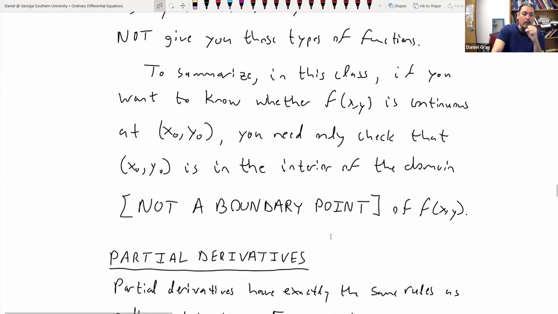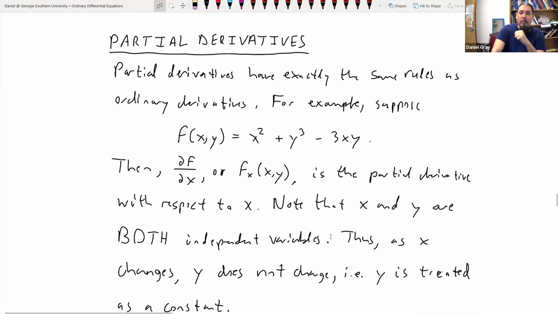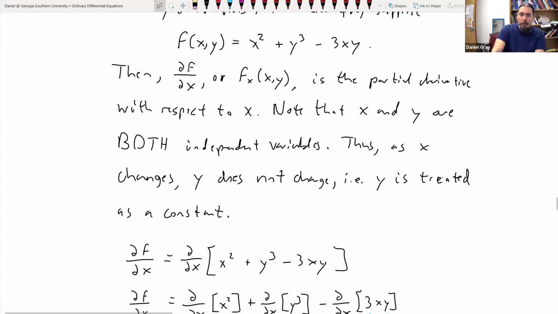Okay. Here's another topic for us from multivariable calculus, partial derivatives, which I mentioned in section 1.1. Partial derivatives have exactly the same rules as ordinary derivatives, so they're not that tricky. So, for example, suppose f of xy equals x squared plus y cubed minus 3xy. Okay, we write partial derivative of f with respect to x, right? That's one way that we could write the partial derivative. Here's another way we could write the partial derivative, this f sub x notation, right? And so one of these is the Leibniz notation, one of these is the Newton notation, and I will use them both. So let's say we're taking the derivative of this thing with respect to x.